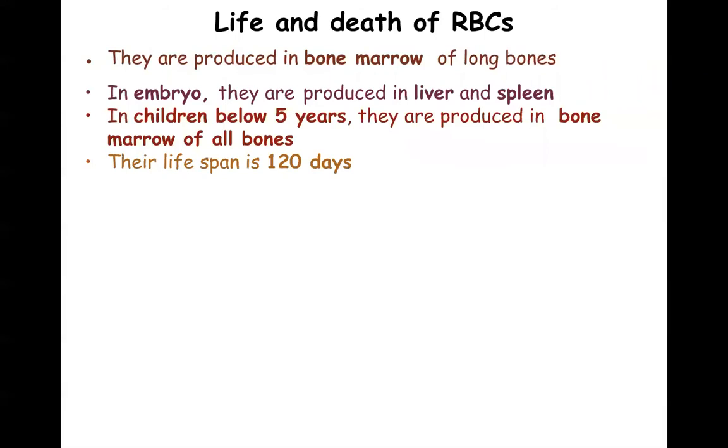And their lifespan is 120 days. So after 120 days, RBCs die. But all RBCs do not die at one single time. Just as the human population has varied ages, the ages of RBCs are also varied. So they die at different age groups.